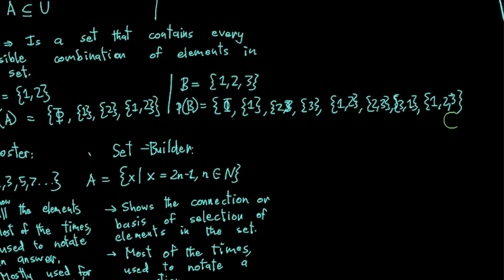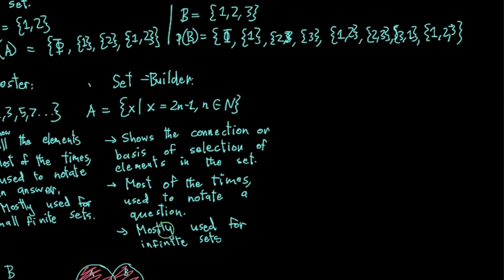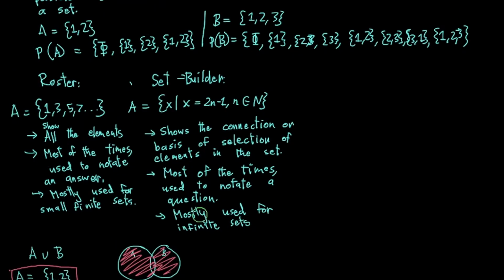Now I believe it's the right time to go over the different ways that a set can be denoted. There is the roster form, which basically goes like this. It shows you all of the elements, or at least some of the elements. And from what I've seen, at least, it's most of the time used to notate an answer, technically speaking, and is mostly used for small finite sets. Again, this is just the most common case from what I've seen. There are obviously exceptions.